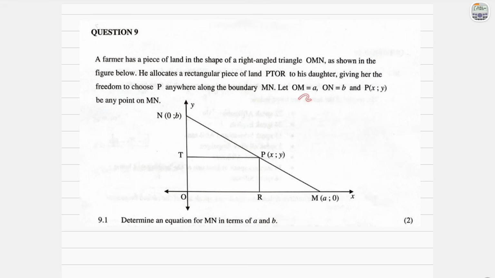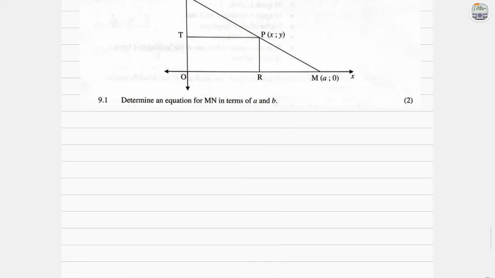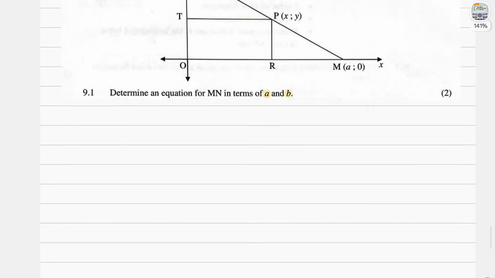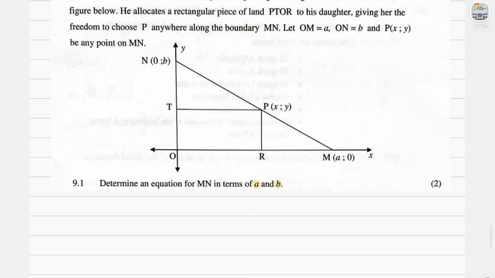And they tell us to let OM be a, so that's the length of OM, since the x value of M is a, and ON be b for the same reason, and P, which is (x, y), be any point on MN. Question 9.1 says, determine an equation for MN in terms of a and b. So a and b will be included in our answer. So how do we find the equation of this line MN?